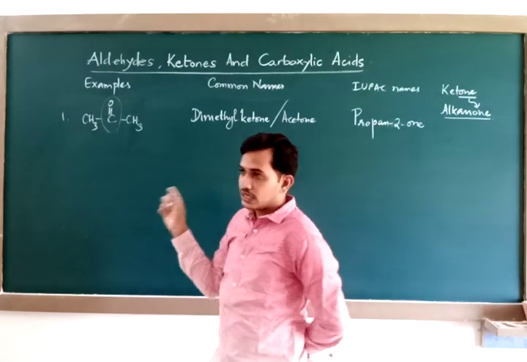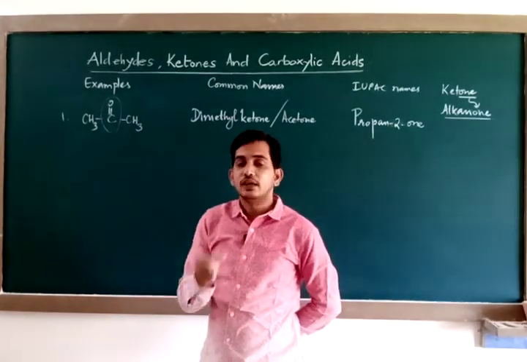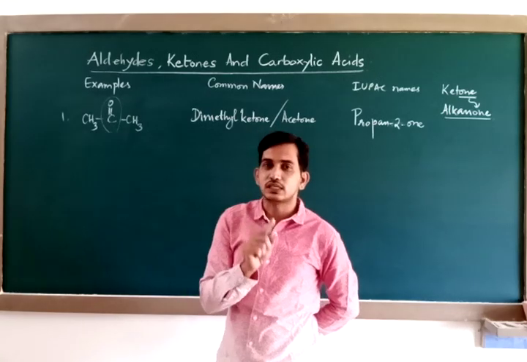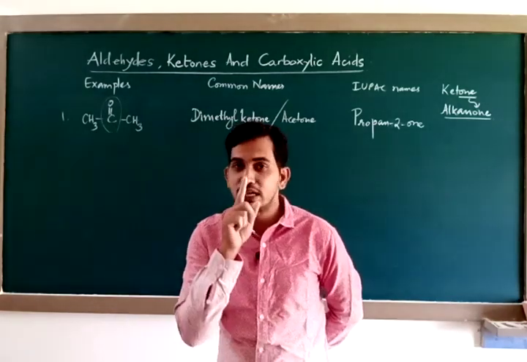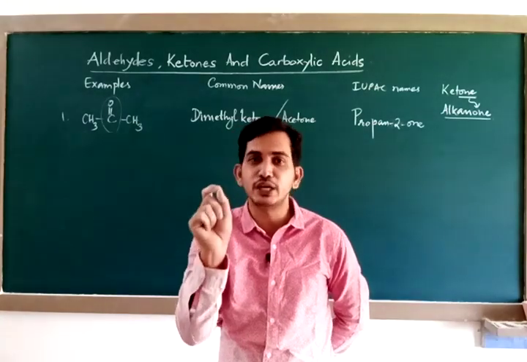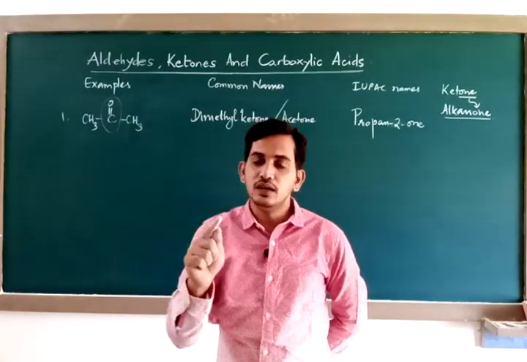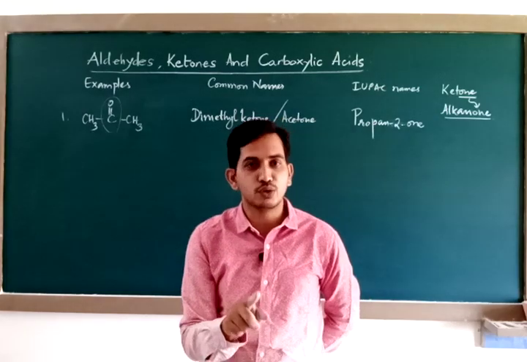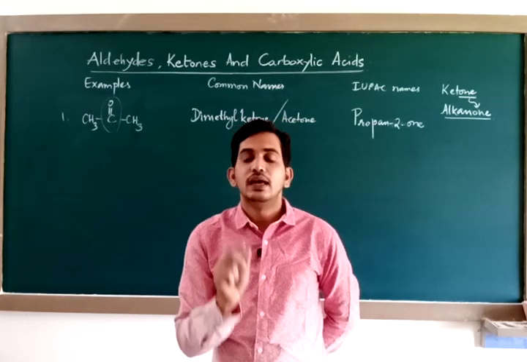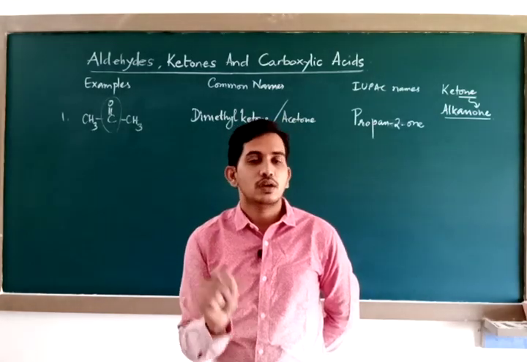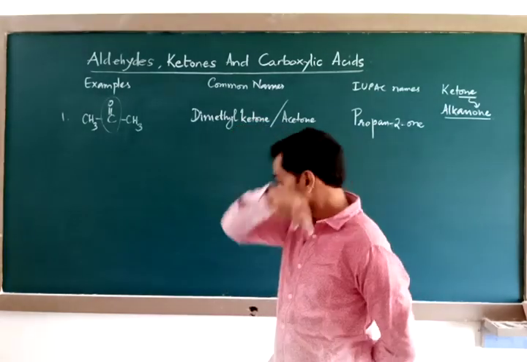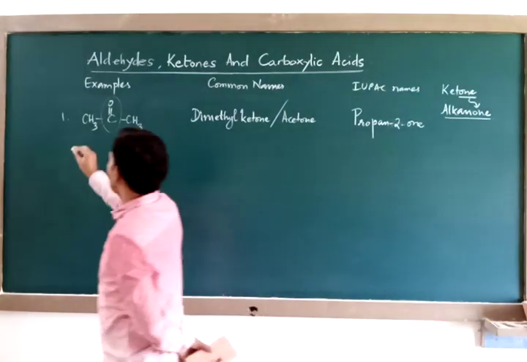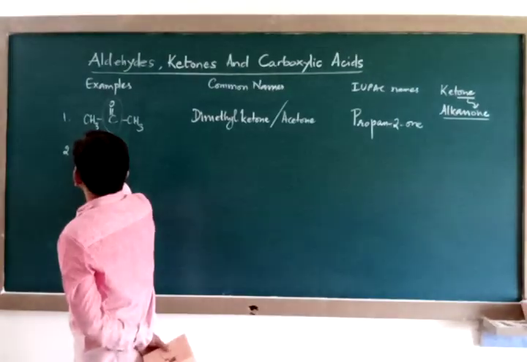Therefore, if the chain is longer and the ketone is somewhere, then you have to number the chain in such a way that the ketone group gets the least number. That does not mean you should begin numbering from the ketone. The end nearing the ketone group should be considered. If it is a cyclic ketone, in such cases the ketone group should be numbered 1. Now let us see that also in the coming examples.